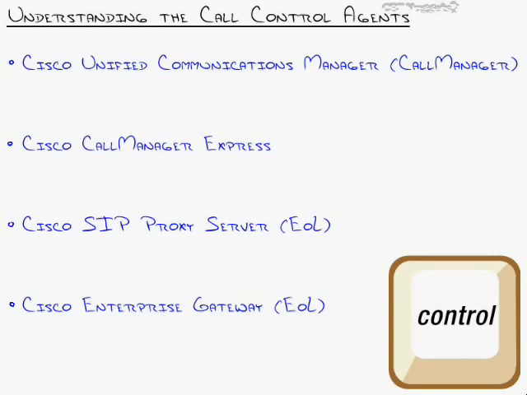Now you can see that there's 4 of them that I have listed on the screen. The good news is that it's really boiled down to 2 of them. Top one is Call Manager, second one is Call Manager Express. I'm going to start at the bottom ones, the Cisco SIP proxy server and enterprise gateway, because you can see they're end of life. The reason I'm talking about them is because you may encounter them in the real world.